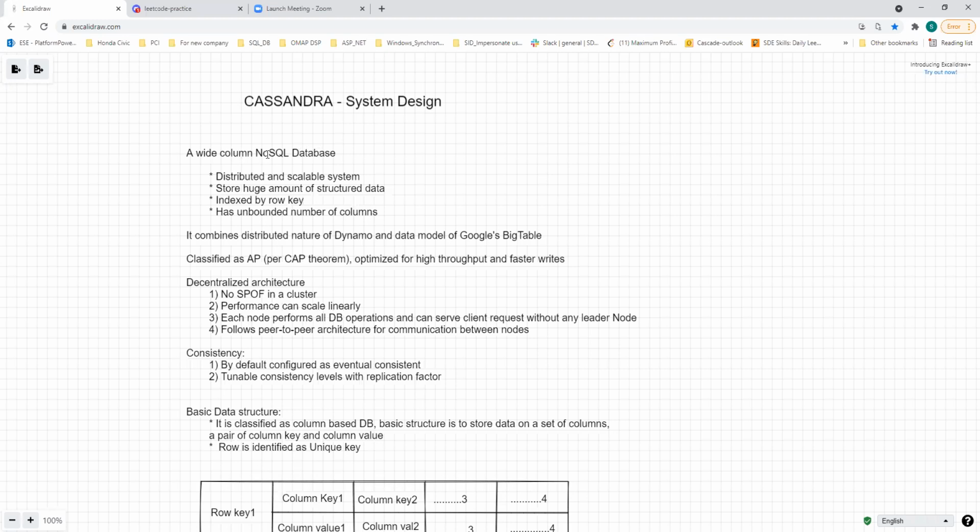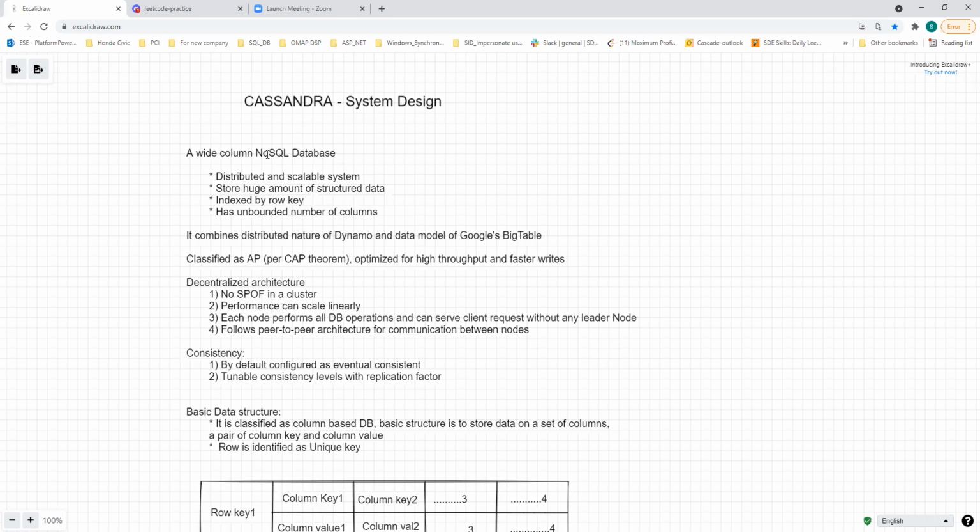Okay, so to start with, it is a distributed and scalable system because of its distributed nature. All of the data is distributed across different nodes, same as Dynamo. And because of its distributed nature, you can scale the system well. Secondly, it stores a huge amount of structured data, whereas Dynamo was more of a key value store.